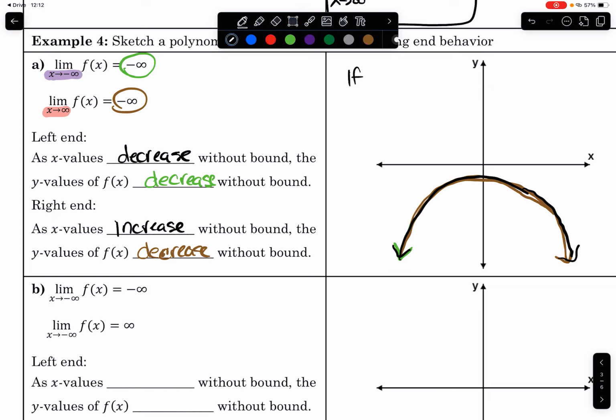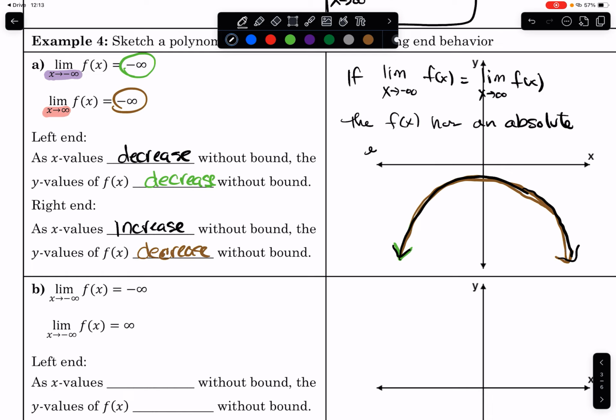If the limit as x approaches negative infinity of f of x is equal to the limit as x approaches positive infinity of f of x, which in other words, I'm simply stating that if the right end of the function equals the left end of the function, then the function is going to have an absolute extrema, guaranteed.